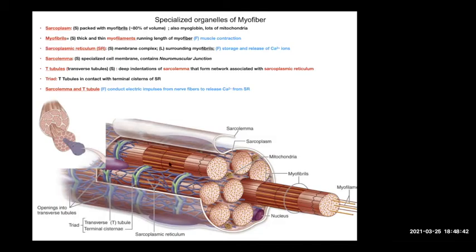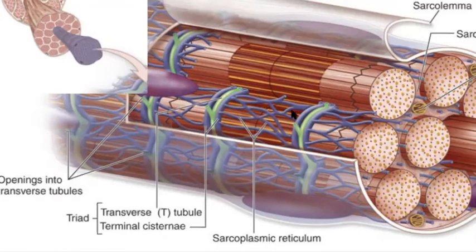Another structure here in purple over here is the sarcoplasmic reticulum. This is the muscle version of an endoplasmic reticulum, if you remember what that was.